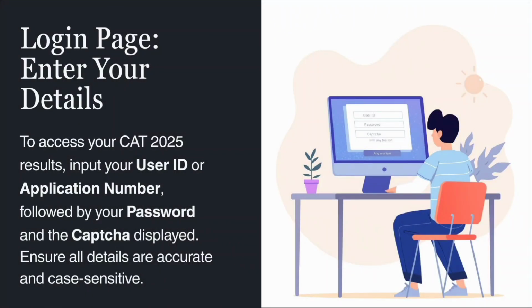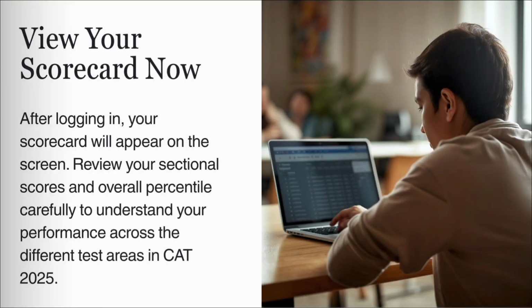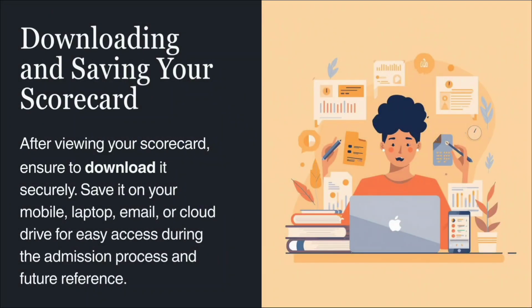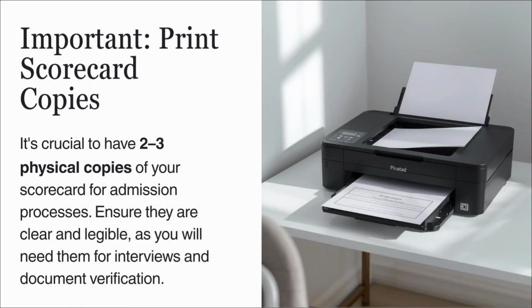Enter your user ID or application number, password, CAPTCHA code, then click on login. Use the same login details you used during CAT application. Now after successful login, your CAT 2025 scorecard will appear on the screen. You can now check your sectional scores, check your overall percentile, click on the download scorecard, then save the PDF on mobile, laptop, email or Google Drive. Also take 2 to 3 printouts for future admission processes.